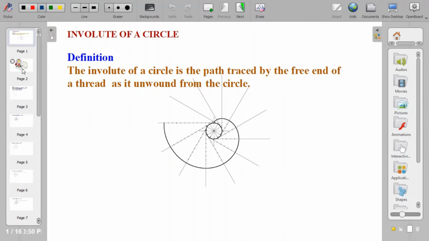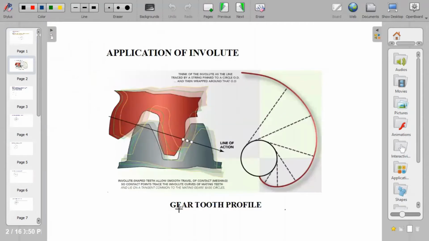Now we can see the application of the involute, as it is used in the gear industry. It is used to make the teeth for two revolving gears, and it helps to transmit power smoothly during rolling action.